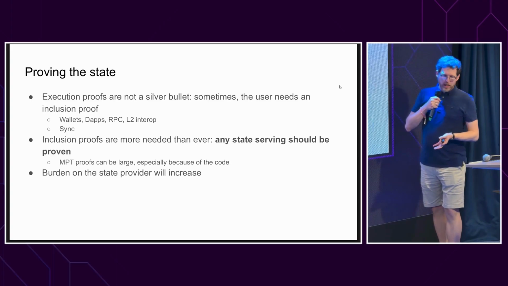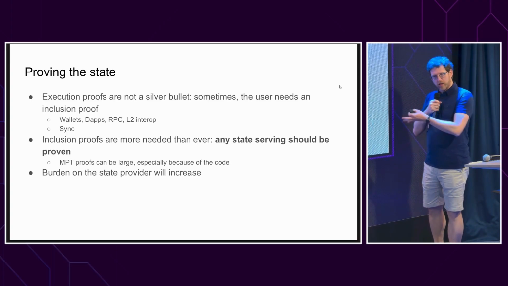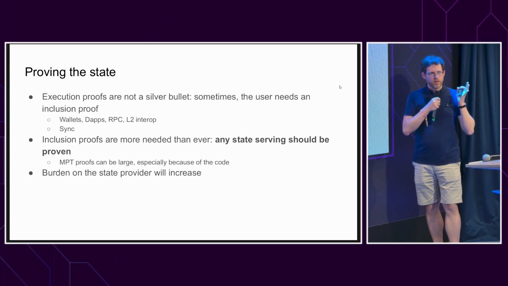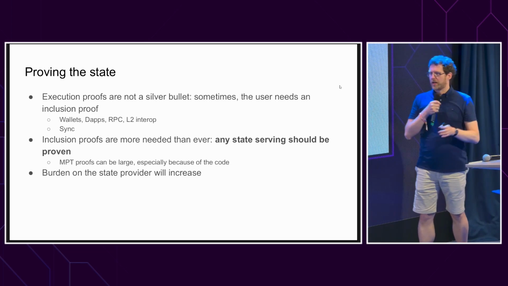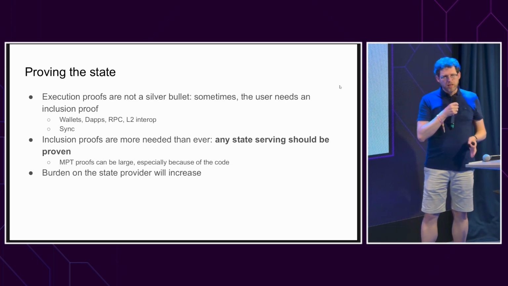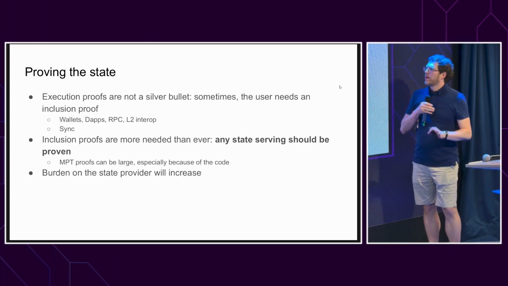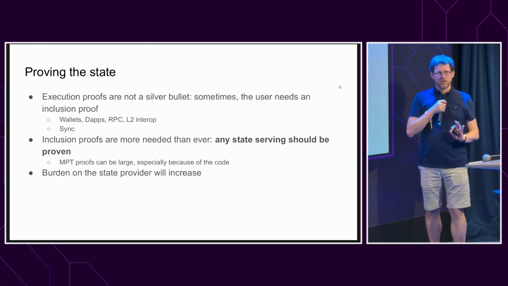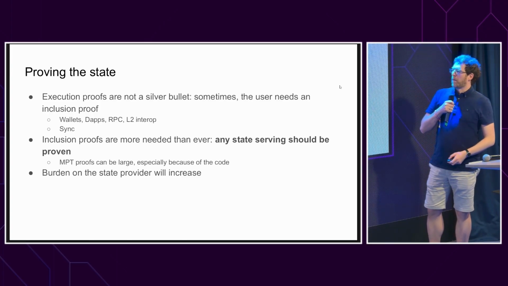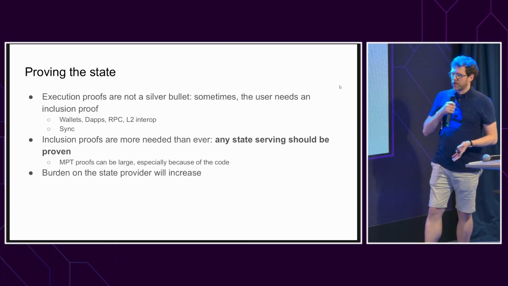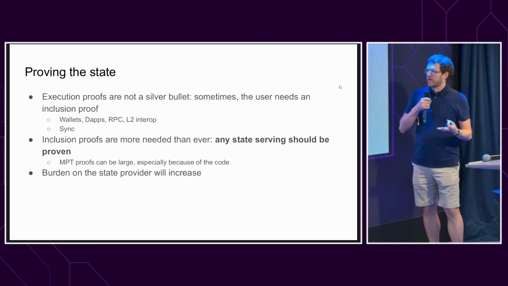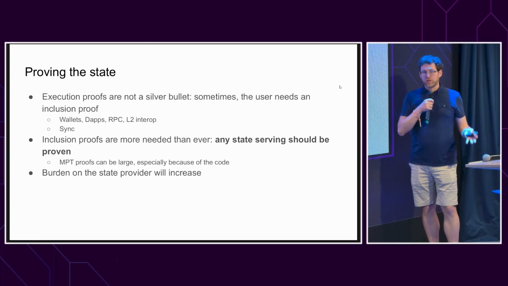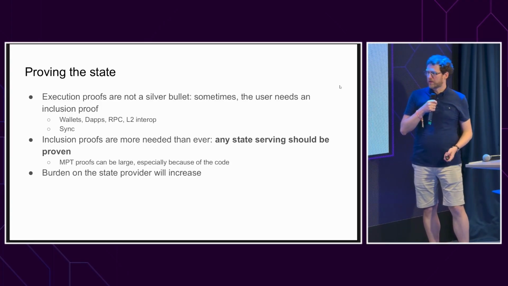And so what is to be taken out of this slide: if you are an RPC provider, or even a dApp or a wallet, please, please, please stop trusting. Prove everything you send on the network. And the risk is that the burden of state providers will increase because proofs are expensive to generate.